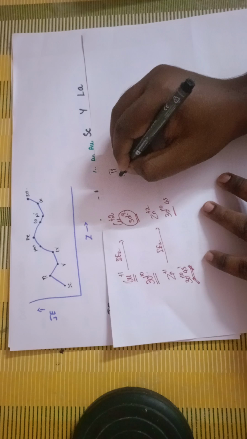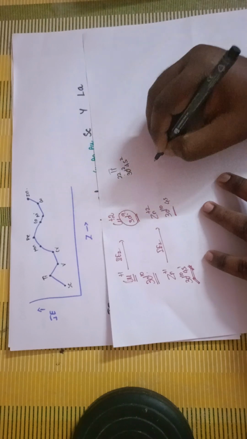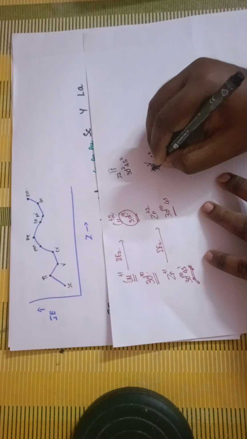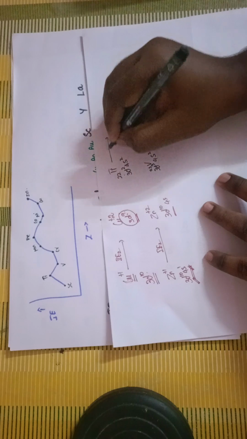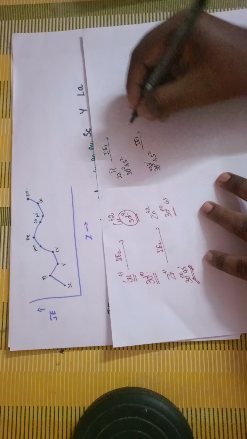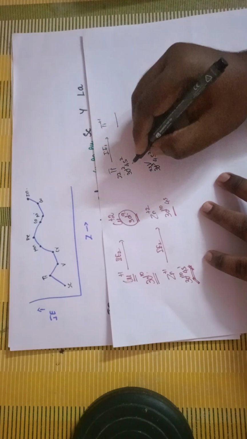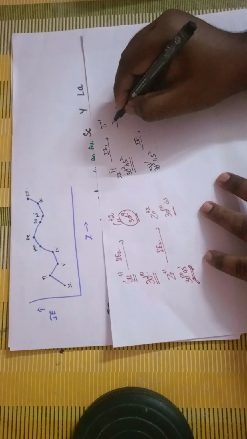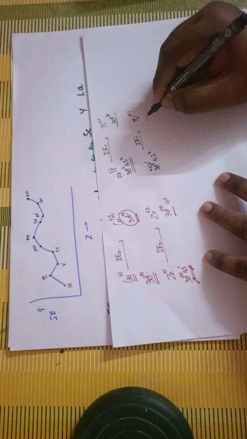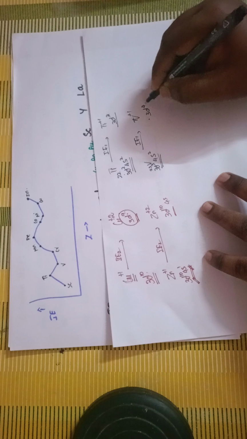Titanium, atomic number 22, is 3d2 4s2. Vanadium, atomic number 23, is 3d3 4s2. I'm going to remove one electron. If I remove one electron, what is the configuration? Titanium plus 1, the correct configuration, is 3d3. Vanadium plus 1 is 3d4.